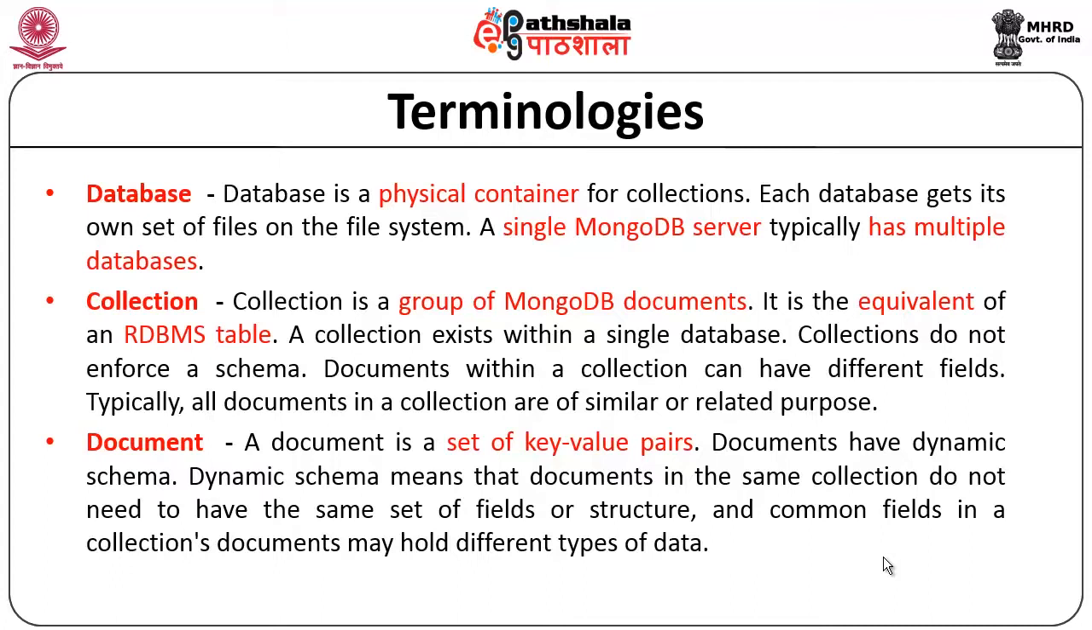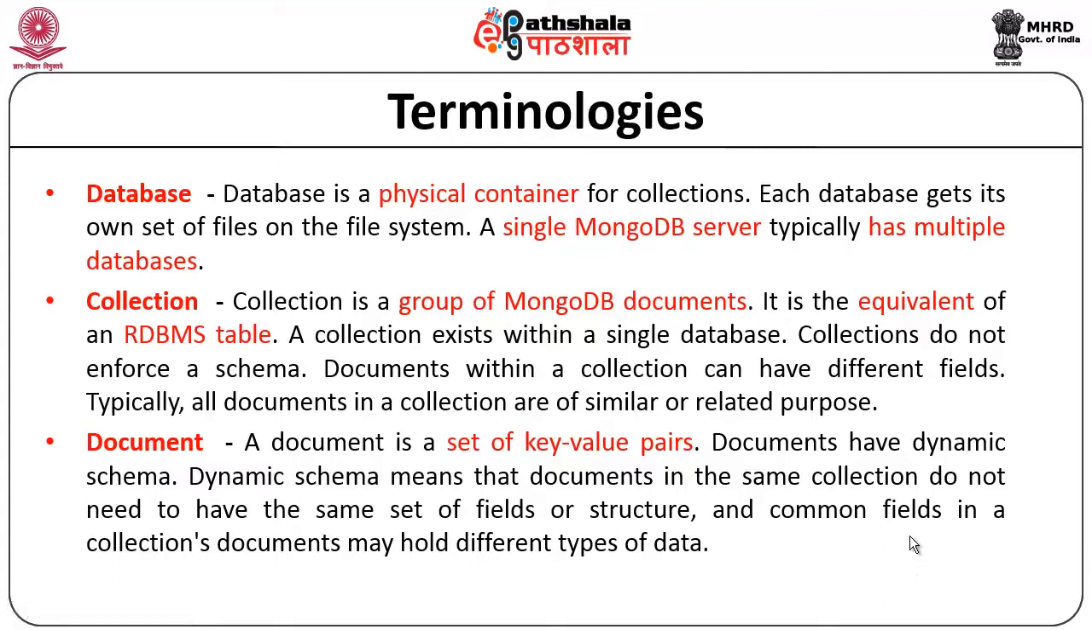The next definition is the document definition. A document is a set of key value pairs. Documents have dynamic schema. Dynamic here in the sense it may vary with respect to each and every document. Document schema means that documents in the same collection do not have the same set of fields or structures. A few documents may have common fields in a collection of documents, but even those common fields may have different types of data, and that is the meaning of dynamism with respect to documents.